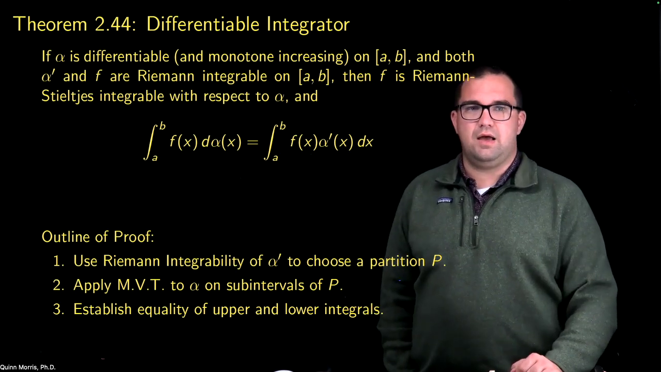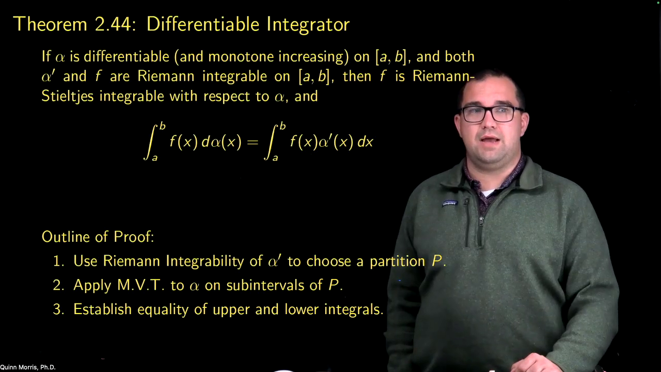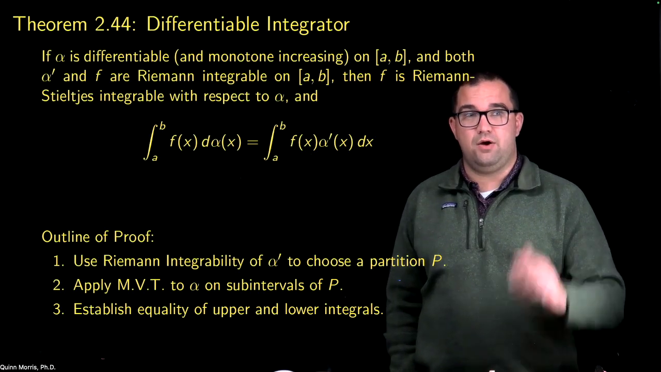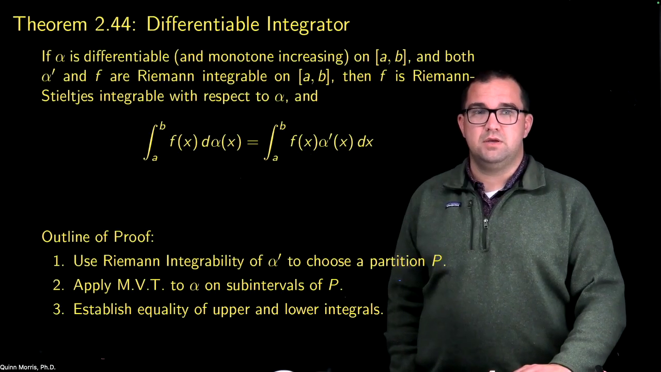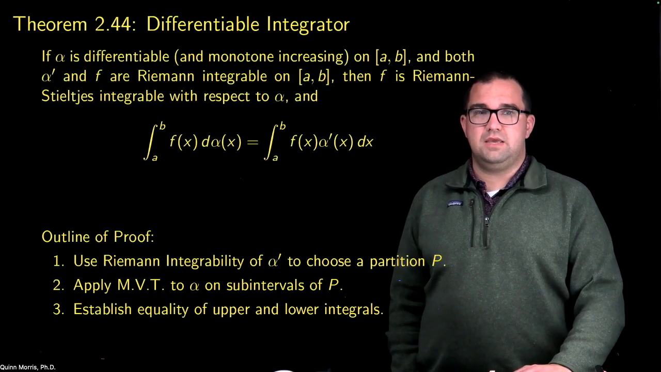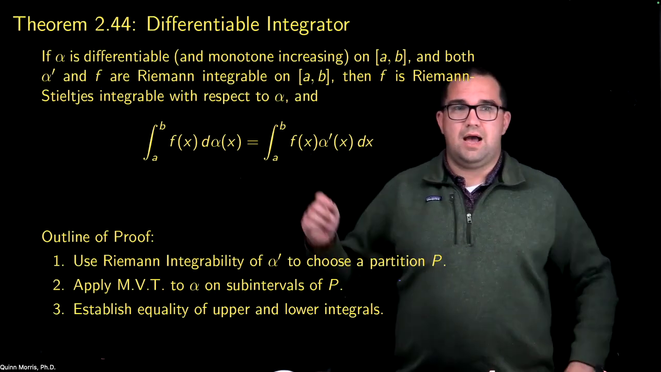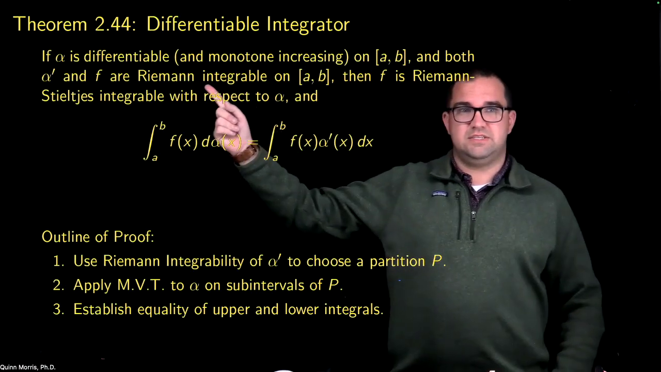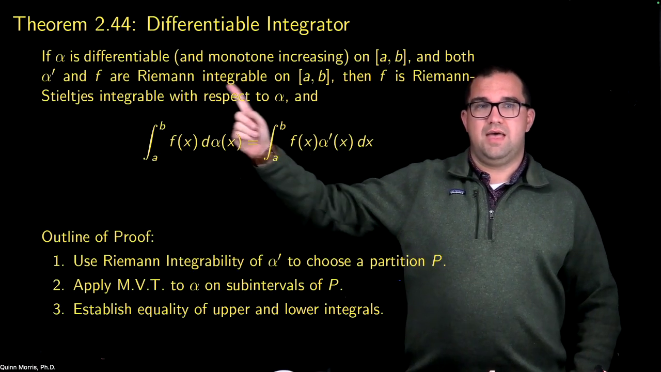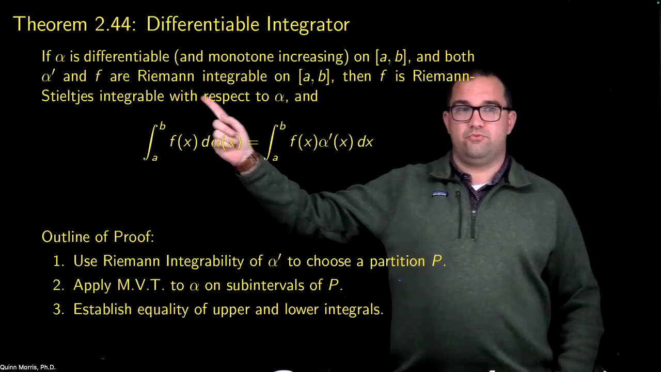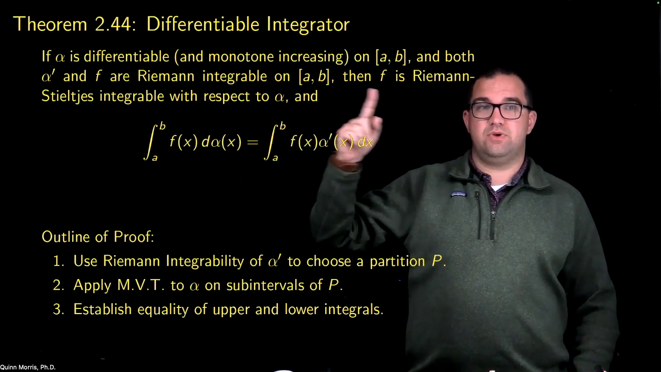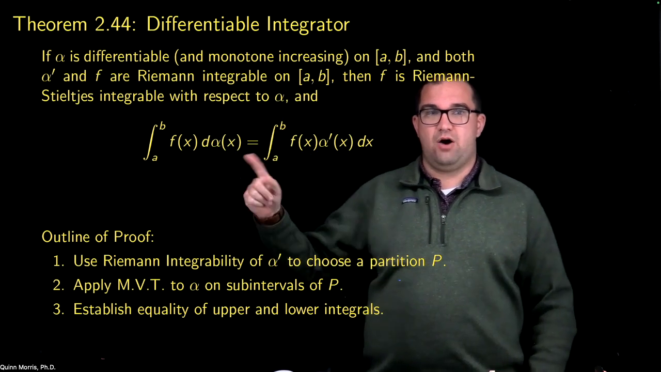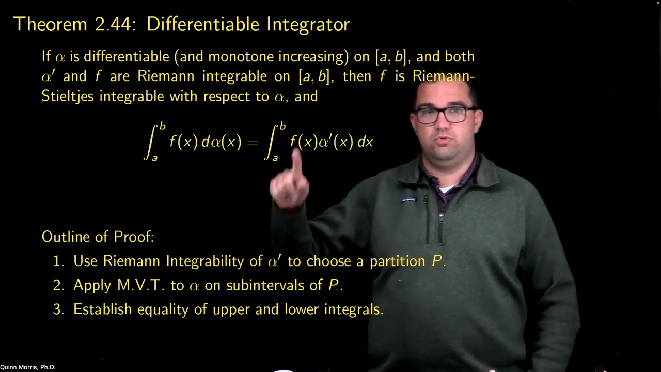Okay, and let me sort of give you an outline of the proof. This is how we're going to sort of break it down over the next several minutes. So the idea is going to be, if I look at this, I get to assume that alpha is differentiable, that alpha prime and f are both Riemann integrable, and then I want to show that f is Riemann-Stieltjes integrable with respect to alpha and that this equation holds.